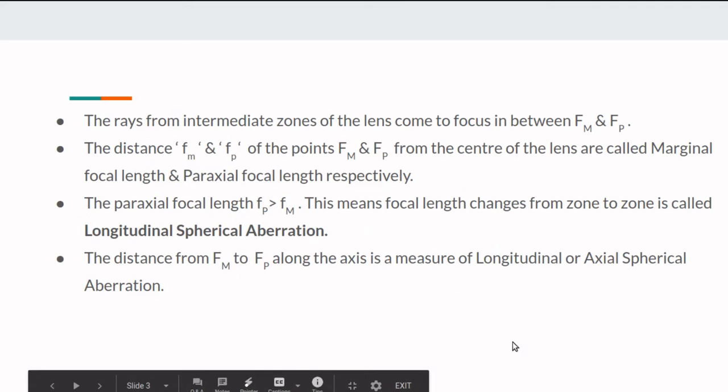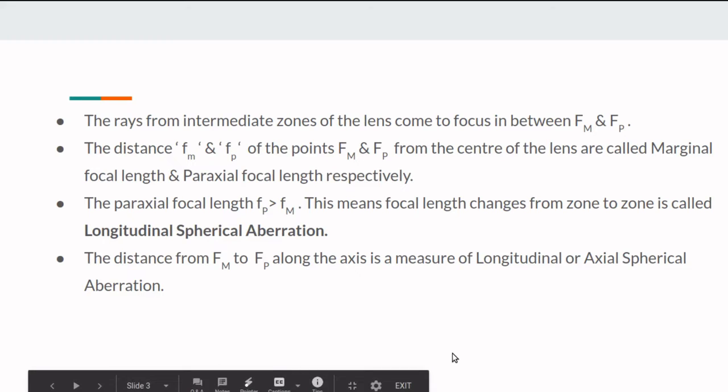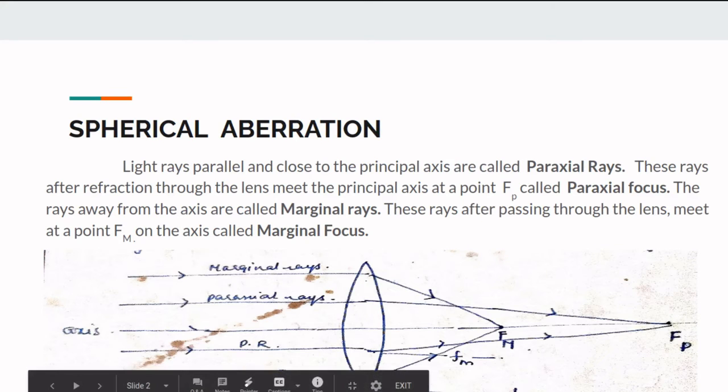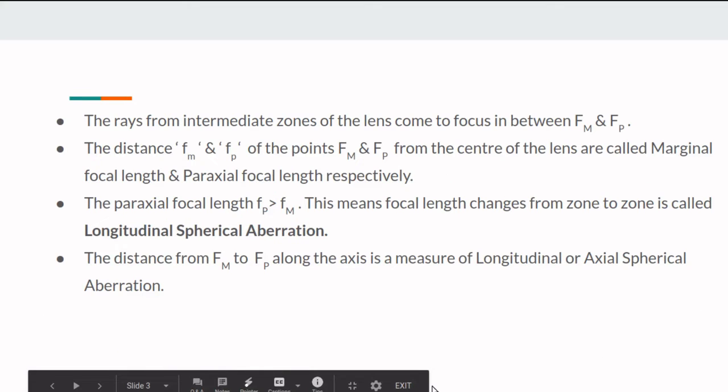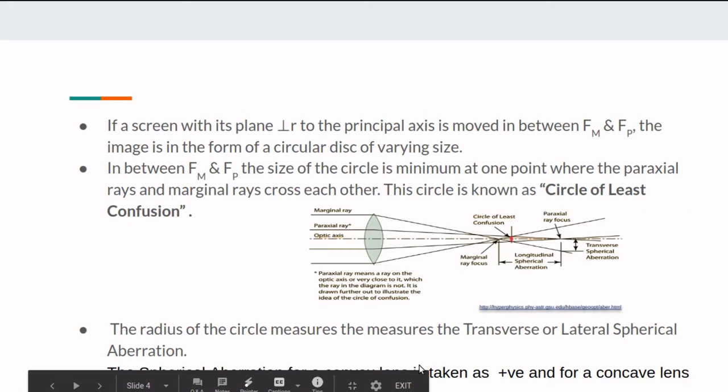In this way, for a point object on the principal axis, a number of images are observed on the principal axis. Due to this defect, the image is not clear. This defect in lenses, due to which focal length changes from zone to zone, is called longitudinal spherical aberration. The distance from paraxial focus to marginal focus is the measure of longitudinal or axial spherical aberration. This is also called axial spherical aberration because this defect is along the axis.